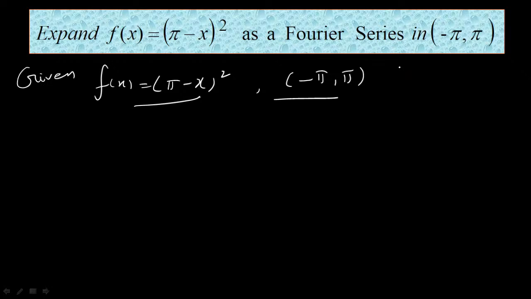As I told you already at the beginning, in the introduction of odd and even functions, the case for odd and even arises only for intervals of type minus pi comma pi and minus l comma l, and not for intervals of type 0 to 2 pi and 0 to 2l.